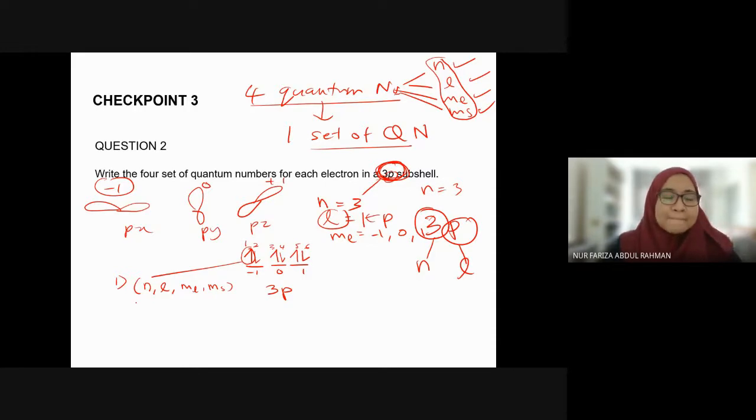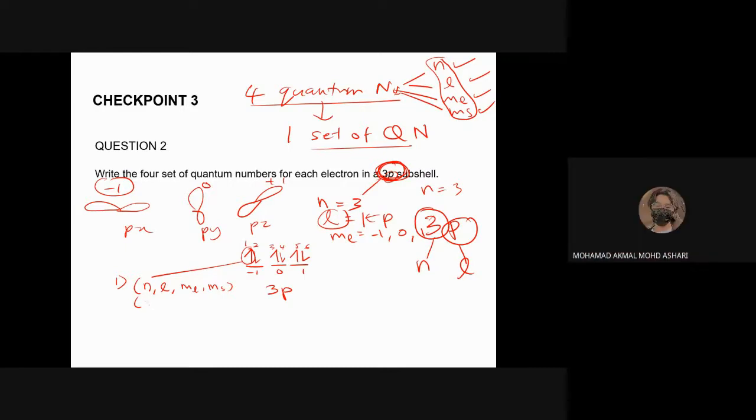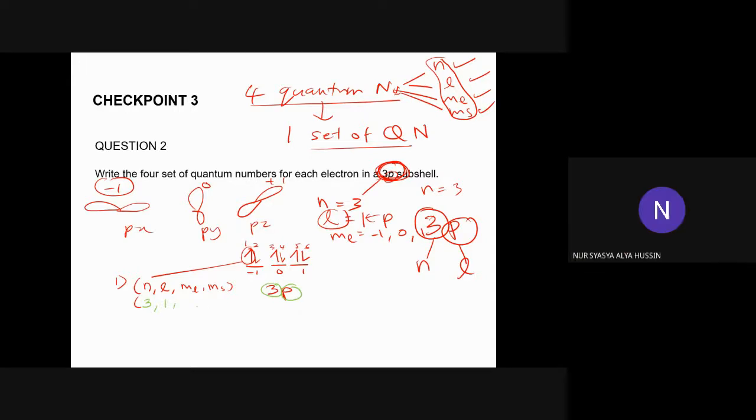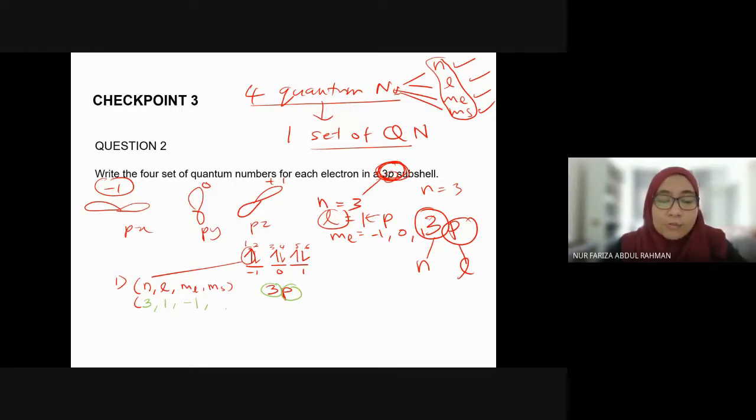Now, please tell me what is the value of N for the first electron? Guys, come on. Sorry? Can't hear? 3. Yes, it's 3. How about the L, guys? 1. Yep, it's 1. How do we know this? From this. And then how about the ML, guys? -1. Yep, -1. And how about the MS? +half. Yes, because it is pointing upward. So it should be +half. There you go, that is the set of quantum numbers for the first electron.